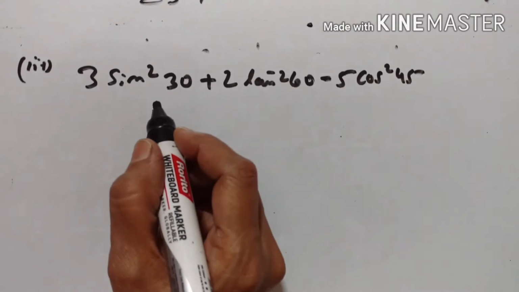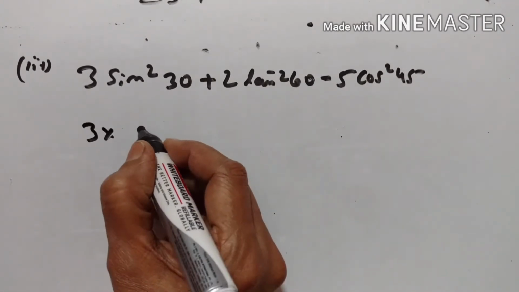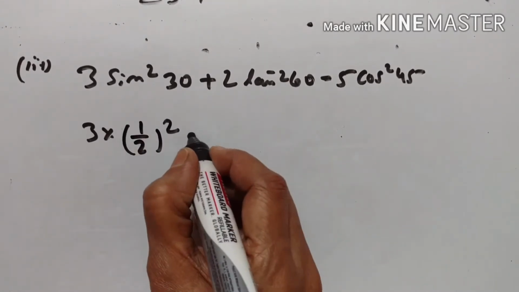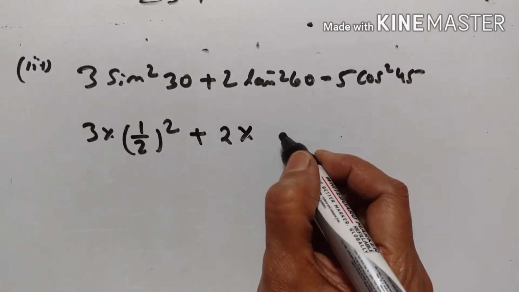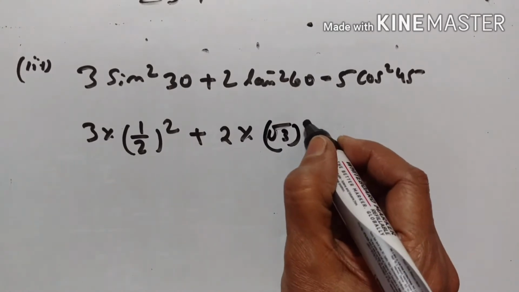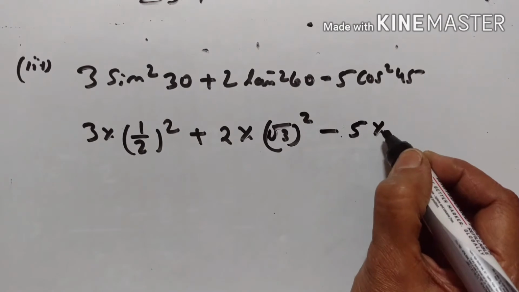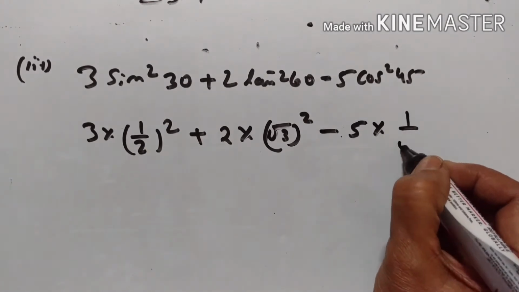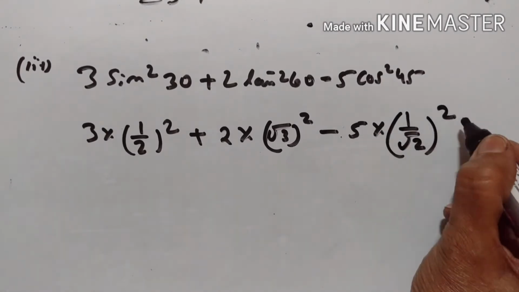Sin square 30. You know sin 30 is equal to half. So 3 into sin square 30 is equal to half squared. Plus 2 into tan 60 is equal to what? Tan 60 is equal to square root of 3. So tan squared 60 is equal to square root of 3, squared. Minus 5 into cos 45. Cos 45 is equal to 1 upon square root of 2. Cos squared 45 is equal to 1 upon square root of 2, squared.